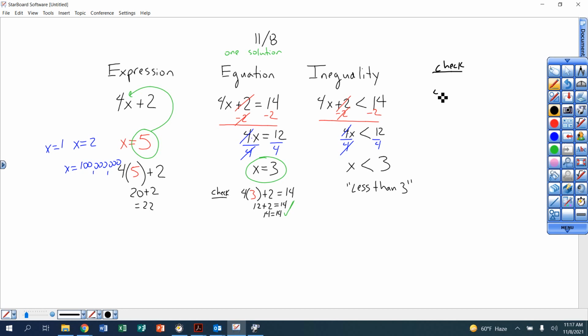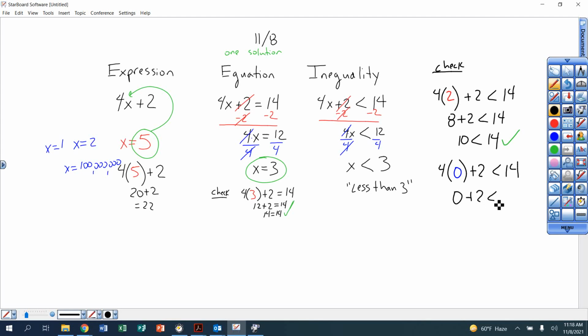If I plugged in a number less than 3, how about 2? Plug in 2 in for x. 2 is clearly less than 3. If I add that up, it should give me a number that is less than 14. It does. It gives me 10 less than 14. That is true. Any number I plug in less than 3 will give me a number less than 14. If I was to plug in 0, which is definitely less than 3, that will give me a number smaller than 14. Yes, it does. So any number less than 3 will work.